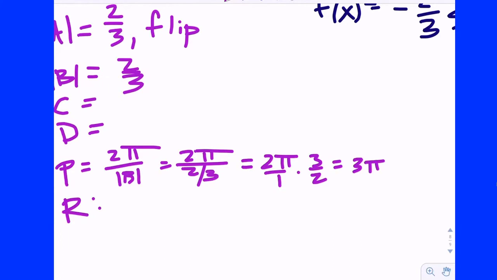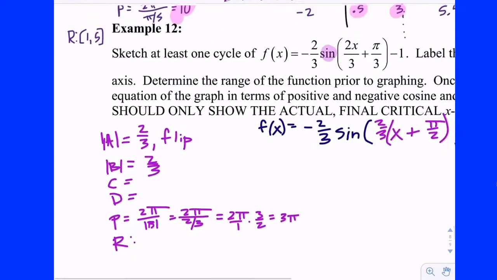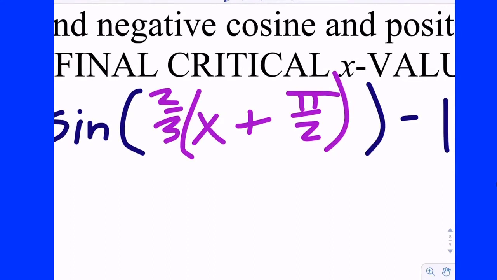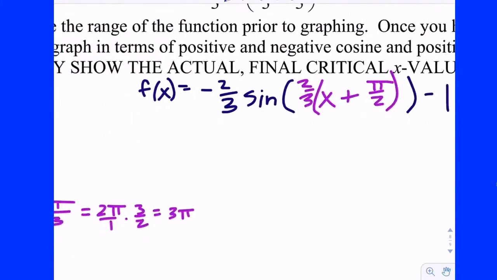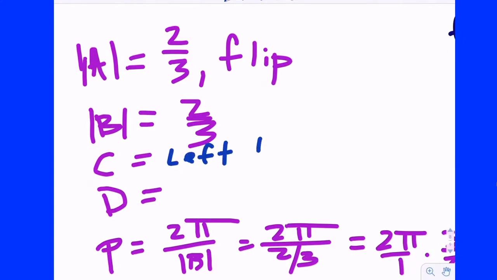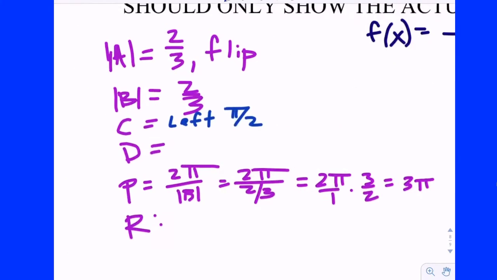You get 3 pi. Now, 3 pi makes sense because remember, we saw only 2/3 of a cycle between 0 and 2 pi. That's not a full cycle, so you need to go another third of 2 pi to see the full cycle, which is another pi. So it all makes sense. What's our C value? Come over here to standard transformation form. Left or right, pi halves? Left pi halves. Remember, it's the opposite of what it would look like. So left pi halves. And then our D value is our sinusoidal axis. It's down 1.